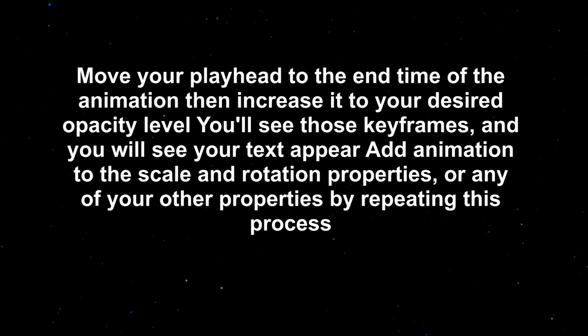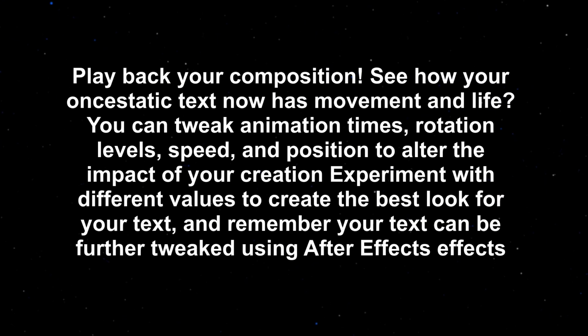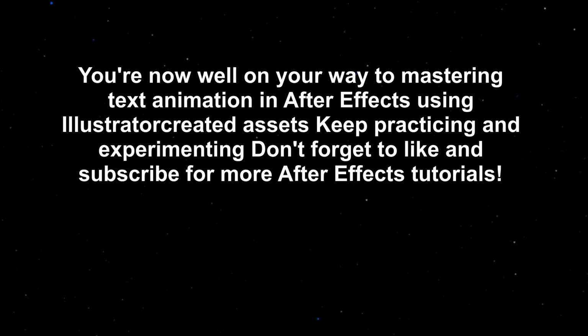By repeating this process, play back your composition. See how your once static text now has movement and life. You can tweak animation times, rotation levels, speed, and position to alter the impact of your creation. Experiment with different values to create the best look for your text. And remember, your text can be further tweaked using After Effects effects. You're now well on your way to mastering text animation in After Effects using Illustrator-created assets.